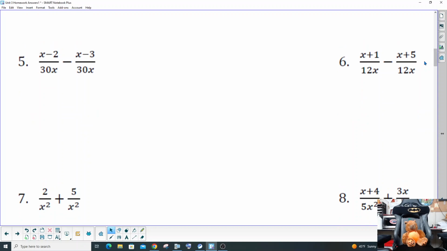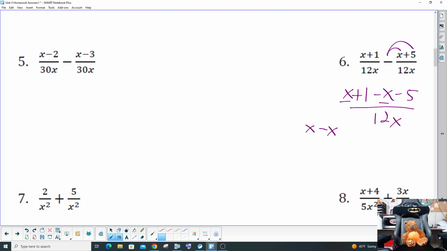Don't forget the negatives. For number 6, for example, you need to make sure to distribute the negative through. So the negative goes with the x and the 5. Be careful there. So we get x plus 1 minus x minus 5 all over 12x. Then you can group those together: we have our x terms, x minus x, and our constants, 1 and negative 5, all over the denominator once.